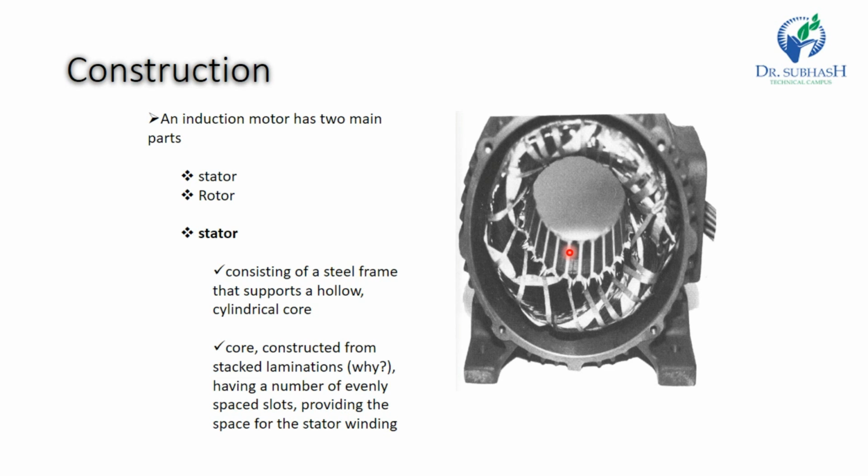A three-phase winding made of super enamelled copper, and the winding may be star or delta connected. The three ends of this winding are brought out into the terminal blocks where the three-phase AC supply can be connected. Here we see the terminal blocks where the three-phase supply is connected to the stator winding. Here we see a three-phase winding of a three-phase motor.